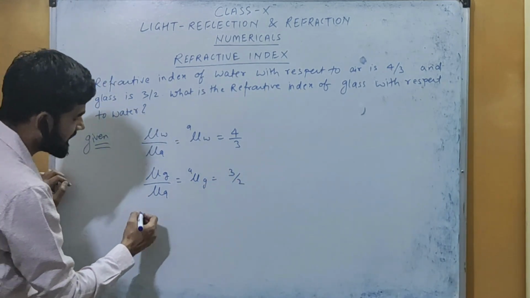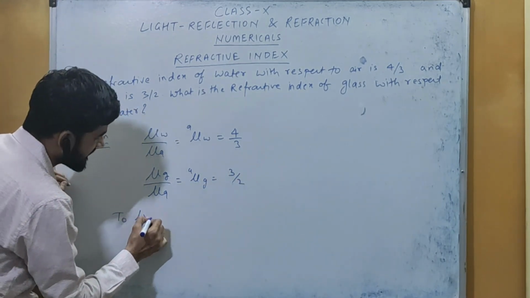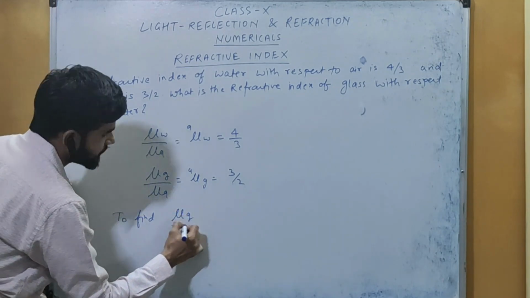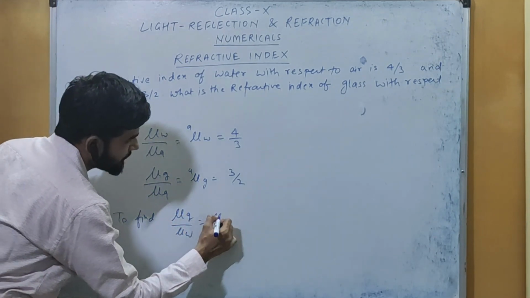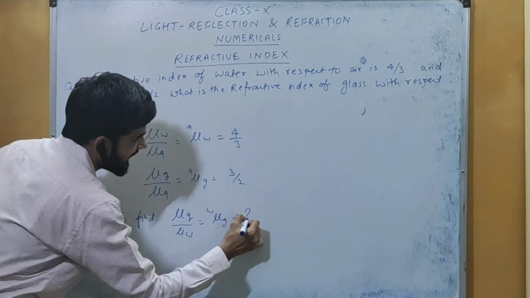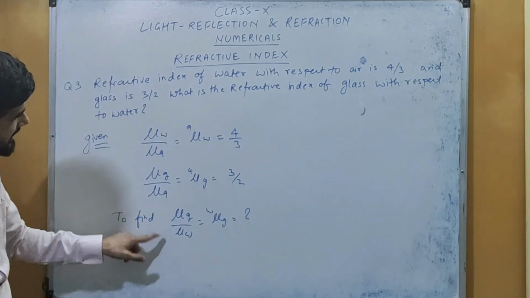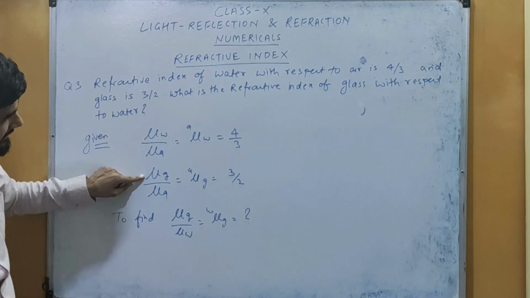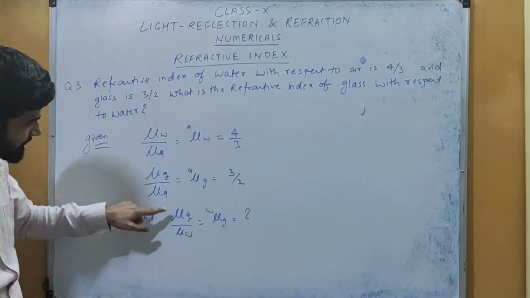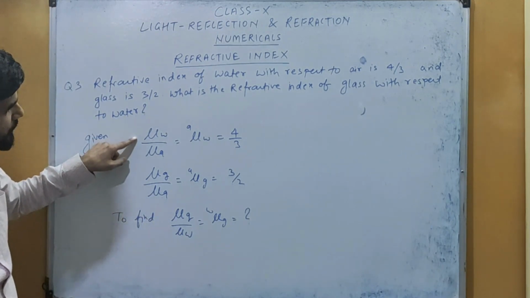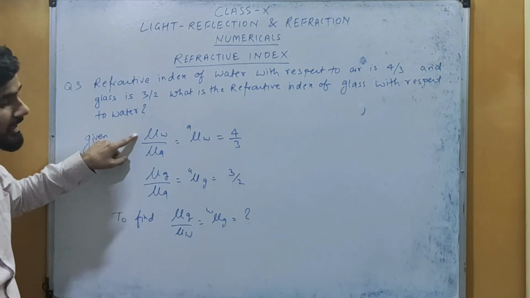And what we have to find? We have to find the refractive index of glass with respect to water, that is mu G W. Now here, mu G by mu W: this mu G is in the numerator, that we want in the numerator, and this mu W that we want is also in the numerator.